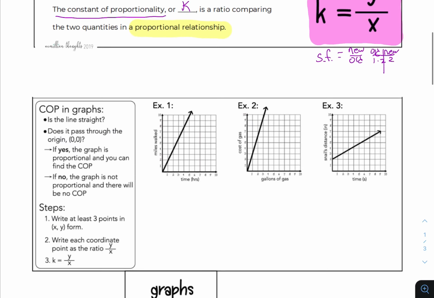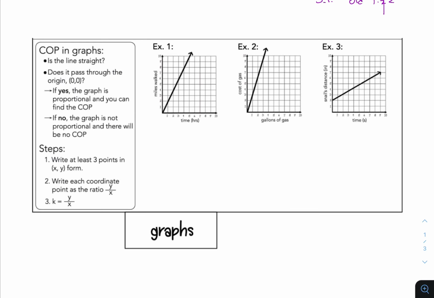Okay, let's slide on down. First, we're going to focus on constant of proportionality in graphs. Now, it's important to be able to identify the constant of proportionality in a graph, but it's also important to identify whether or not it will even have one. So take a minute and take your knowledge from yesterday and try to identify which examples in example 1, 2, and 3 are proportional.